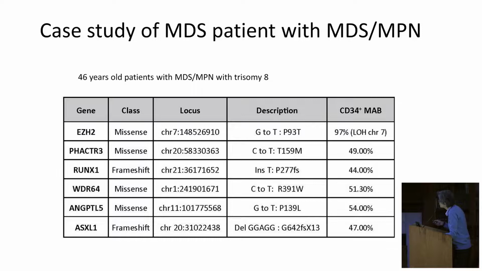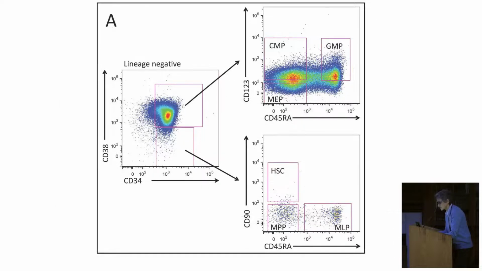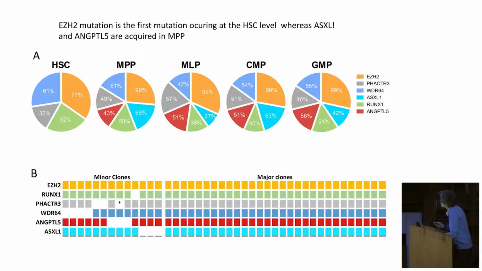We find a number of mutations present, and as for the other one, we decided to sort the different populations and do exactly the same thing: where the mutations are, what the mutations are in different subpopulations of cells. This is again the kind of analysis that we did, sorting different populations and looking by targeted sequencing and exon sequencing at what the mutation was and where it was.